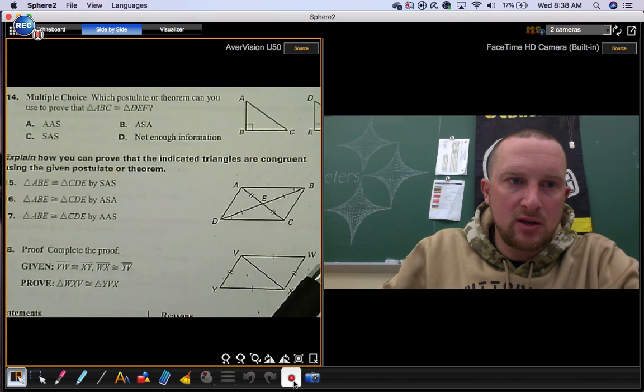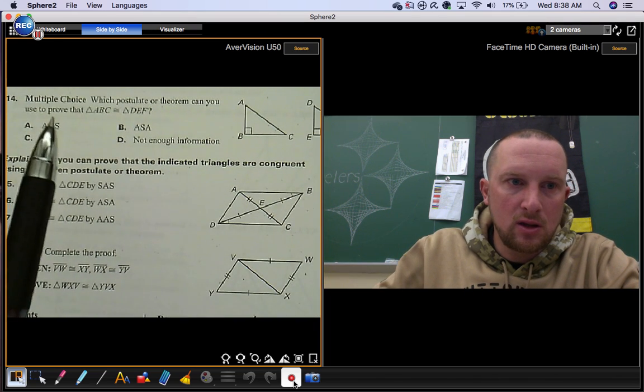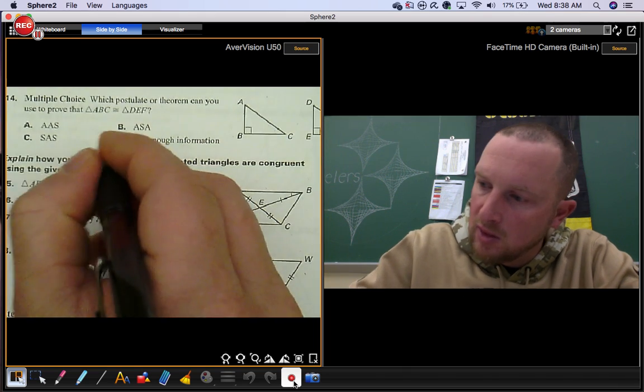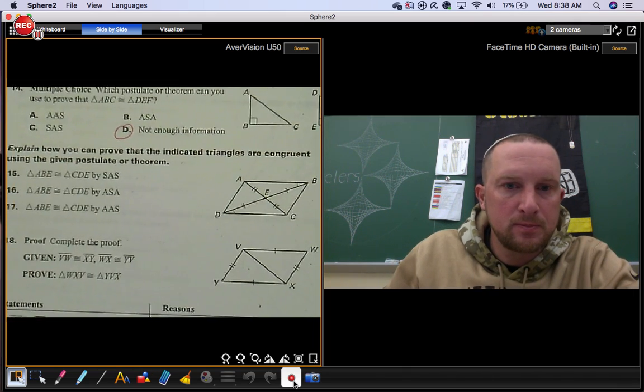We obviously can't use any of these congruence postulates because there's no congruent pairs of parts marked. There's not enough information here.